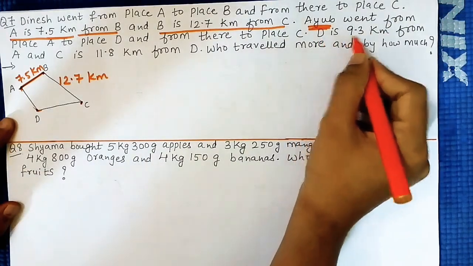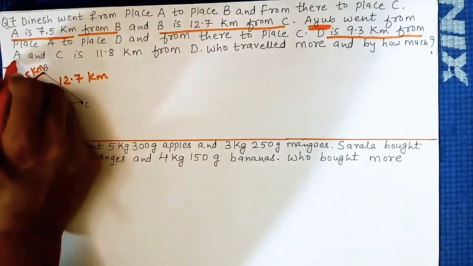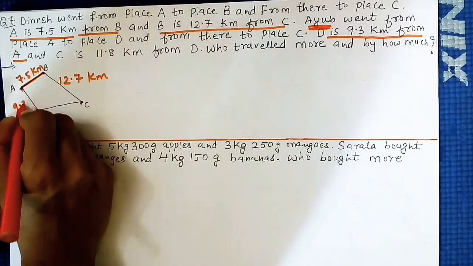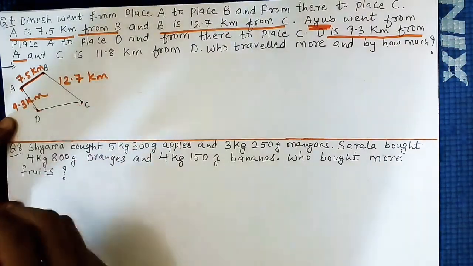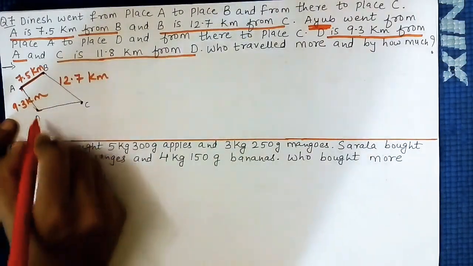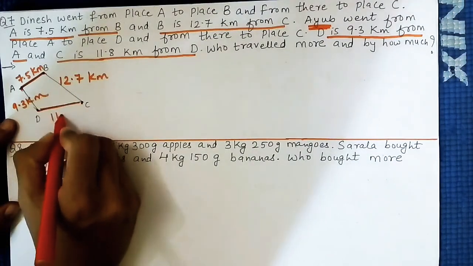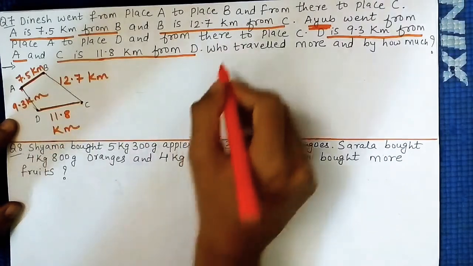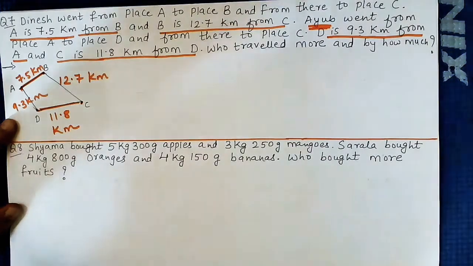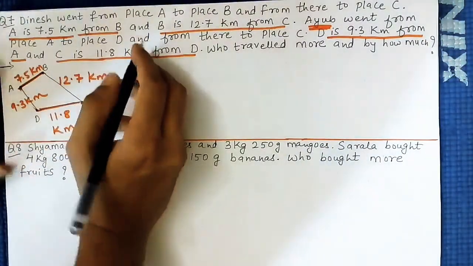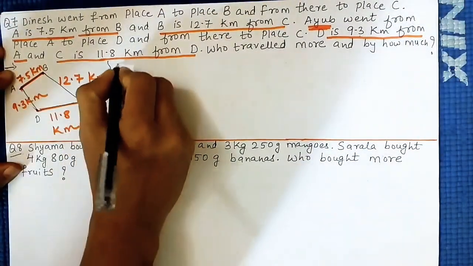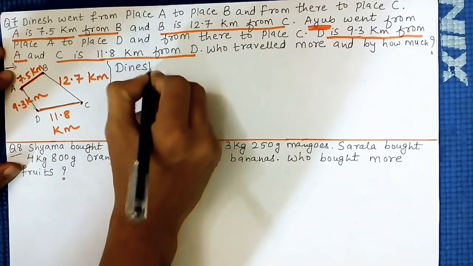Now D is 9.3 kilometer from A. So what is the distance between D and A? This part is given to us as 9.3 kilometer. Further, it is given that C is 11.8 kilometer from D. So C and D, this part is given as 11.8 kilometer. Now they are asking who travelled more and by how much. So we will find out who travelled more distance. So let's start. First we will find out the distance travelled by Dinesh.